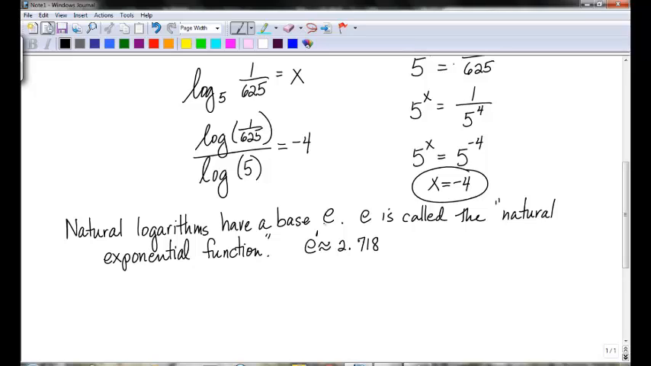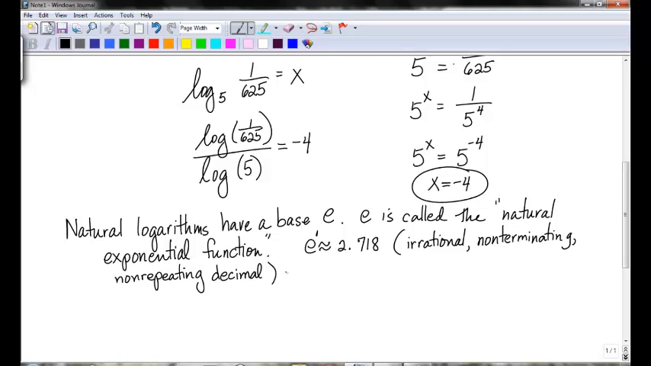This decimal is similar to pi. It is irrational. It is non-terminating, which means it doesn't have an end, and it is non-repeating. But very similar to pi, where we say pi is 3.14, we've rounded it. Same idea. For e, they're going to round it to approximately 2.718.